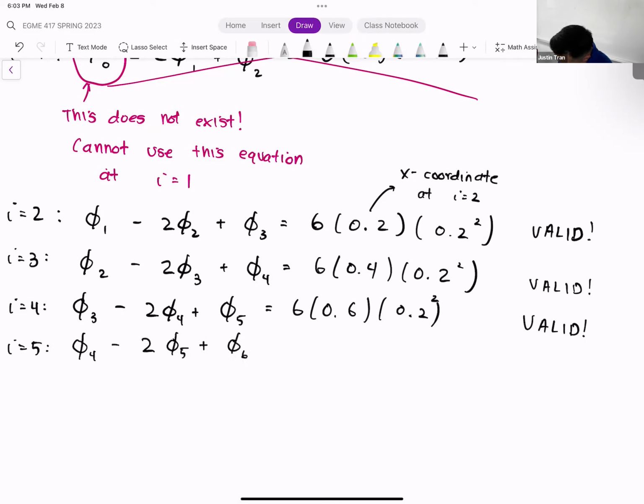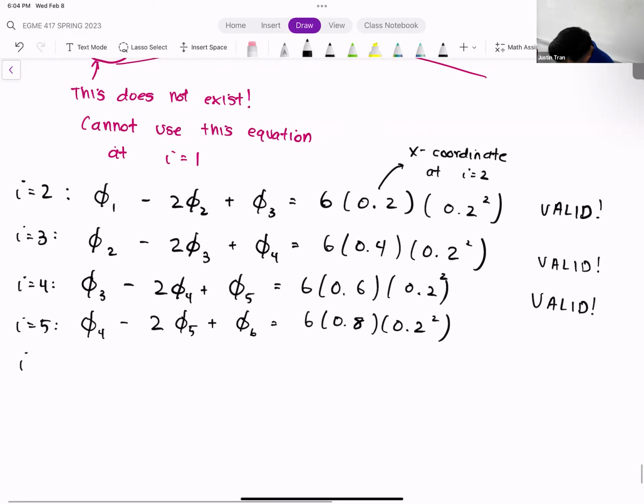Okay. And then finally, we're going to apply it at i equals 5. We apply it at i equals 5, we get phi4 minus 2 times phi5 plus phi6 is equal to 6 times 0.8 times 0.2 squared. Okay. All right, any questions on these 4 equations? So this one's also valid.